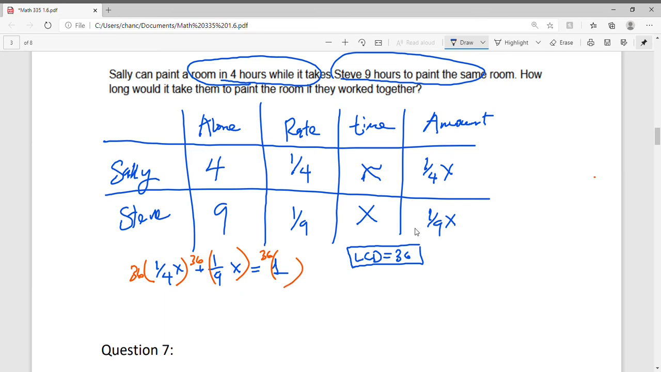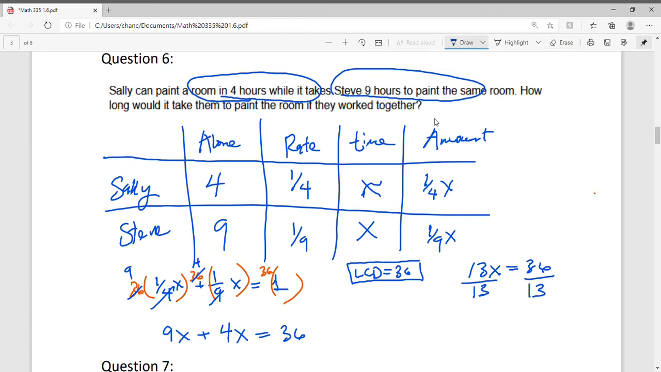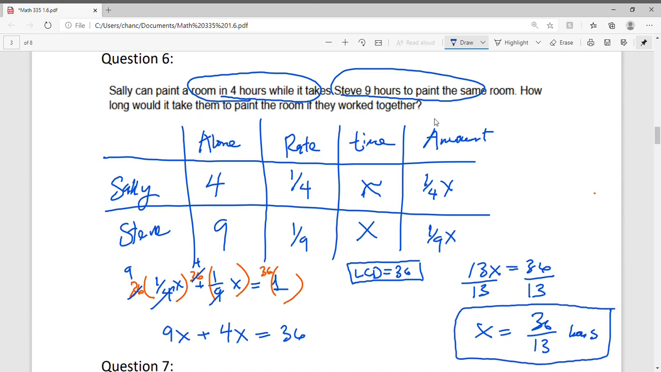This gives us 9x plus 4x equals 36. I can add 9x plus 4x. That is going to give me 13x. 13x equals 36. Divide both sides by 13. And so x is equal to 36 over 13 hours. It would take them about 36 over 13 hours, or approximately 2.77 hours to paint the same room.